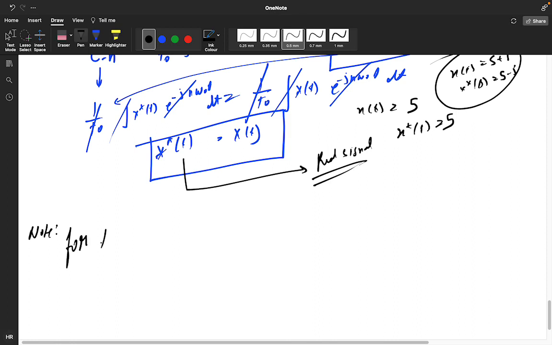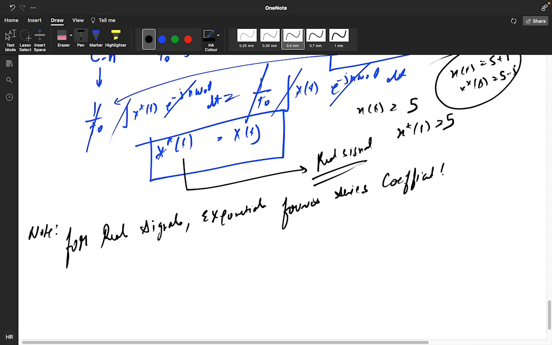For a real signal, exponential Fourier series coefficient will be conjugate symmetric. Coefficient will be, but valid only for real signal, not for imaginary signal. Coefficient will be conjugate symmetric.